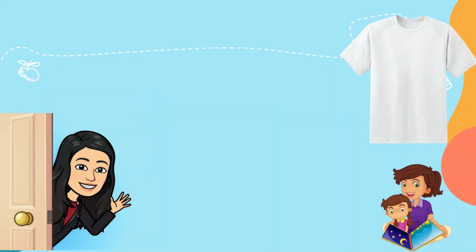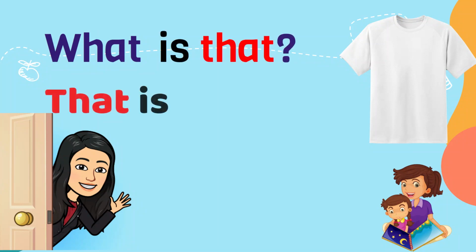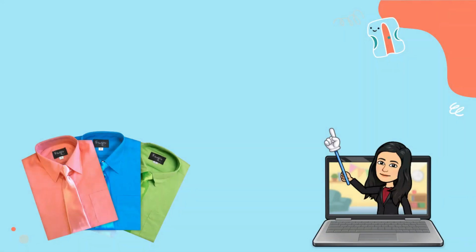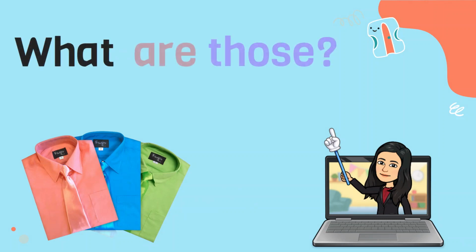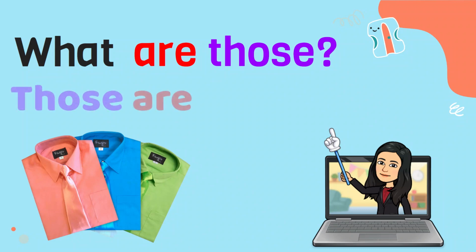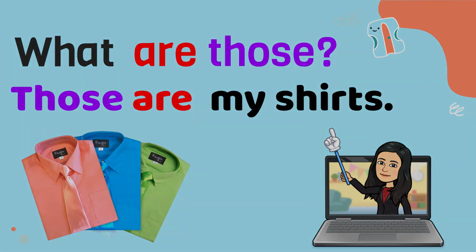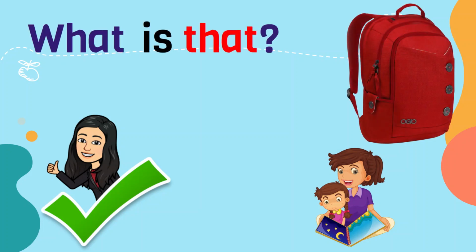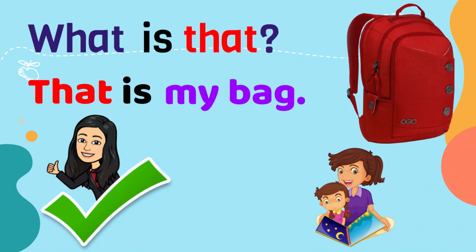Okay, now look at the picture here. Because in this picture, the cloth is only one, so we have to say, what is that? That is my t-shirt. Okay, now look at the pictures here. In this picture, there are some clothes, so we have to say, what are those? Those are my... What is that? That is my bag.